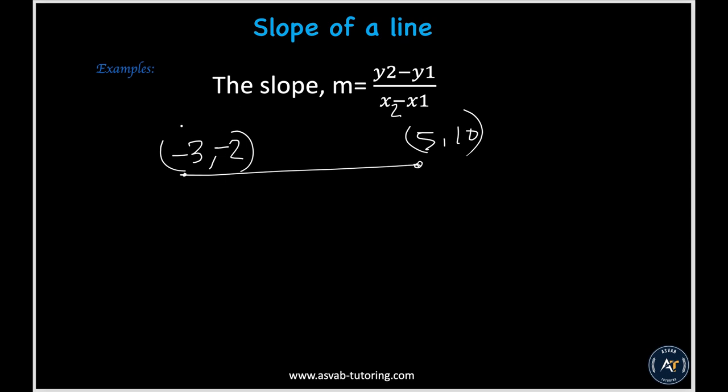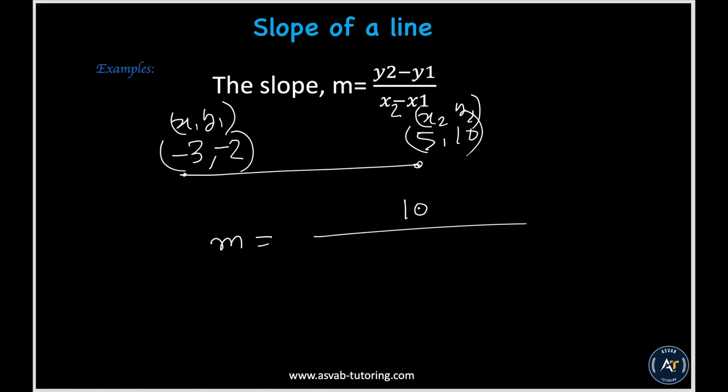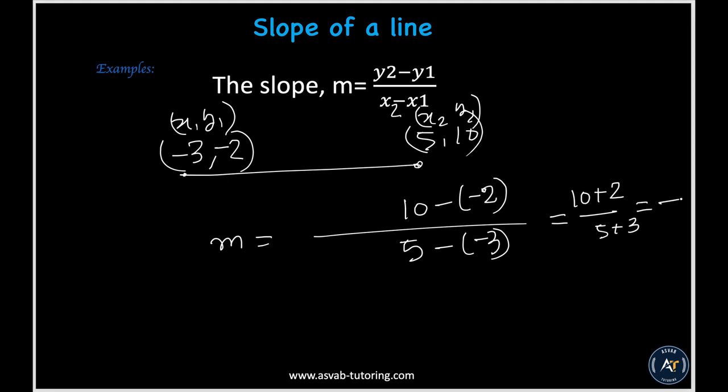You could write either point as x1, y1 or x2, y2. So I start with x1, y1, and this is my x2, y2, okay? So m equals, what is y2 here? y2 is 10 minus, what is my y1? It is negative 2. What is my x2? It is 5 minus negative 3. Right? So then I have 10 plus 2 over 5 plus 3. That will give you 12 over 8. If you simplify that, that will give you 3 over 2. So the slope of the line through these two points is 3 over 2.